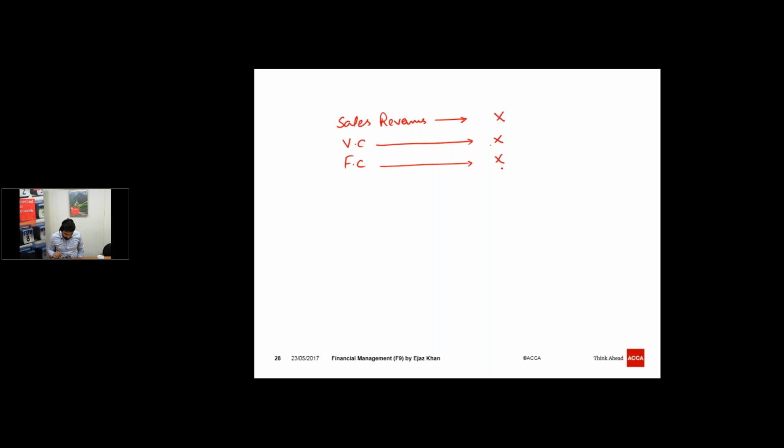Rishab, what do you mean by yes? How will it affect our operating fixed costs? Interest payment is never an operating cost. It's a finance cost. So I'm talking about the operating cost.